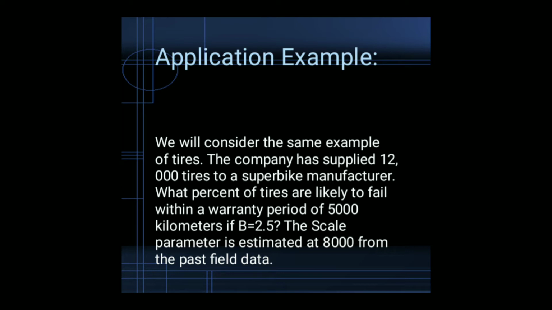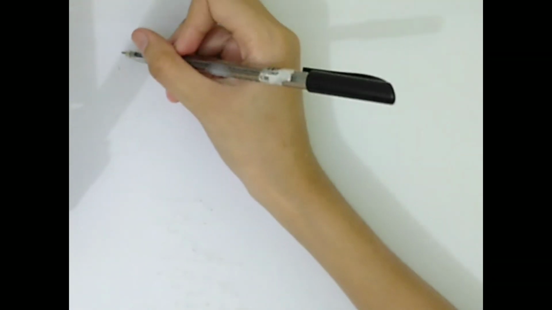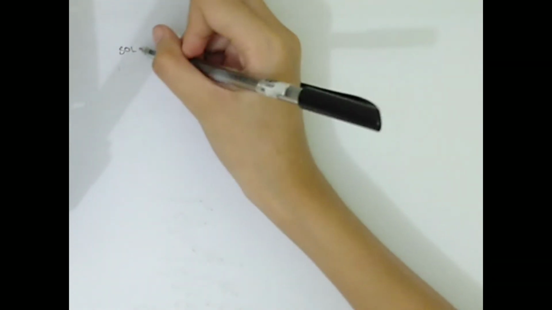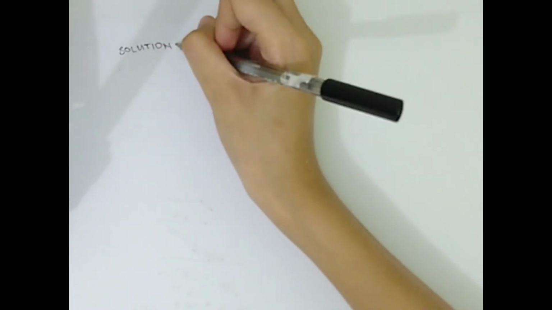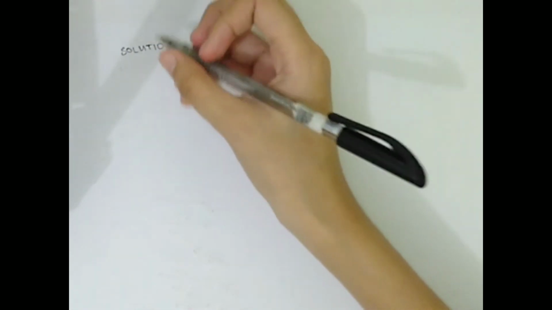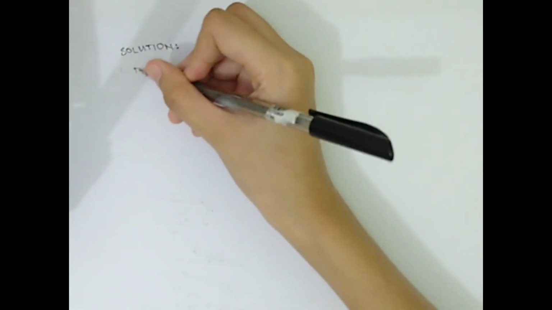Now, punta tayo sa application example. The problem is, we will consider the same example of tires. The company has supplied 12,000 tires to a superbike manufacturer. What percent of tires are likely to fail within a warranty period of 5,000 kilometers if beta is equal to 2.5? The scale parameter is estimated at 8,000 from the past field data.